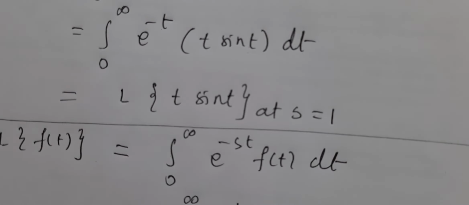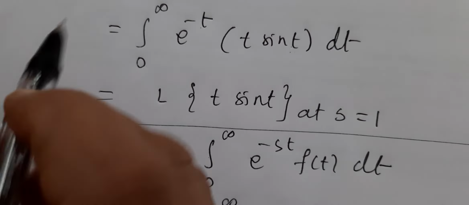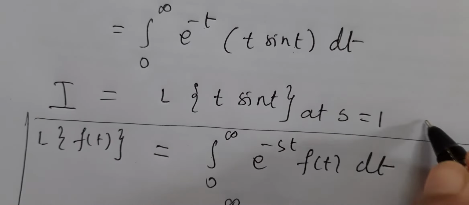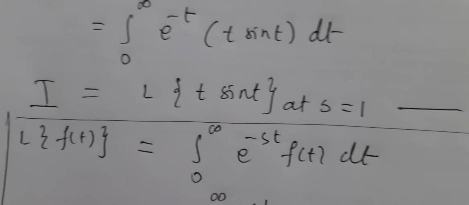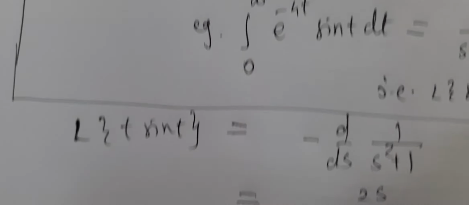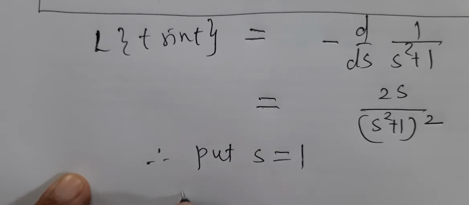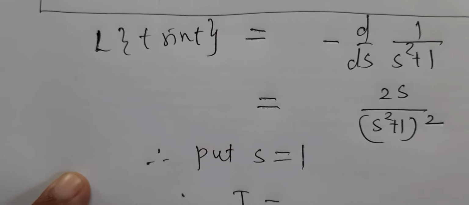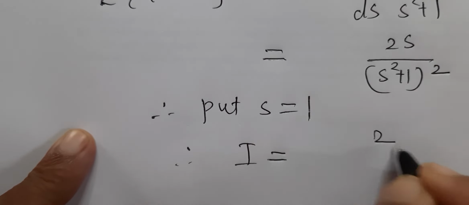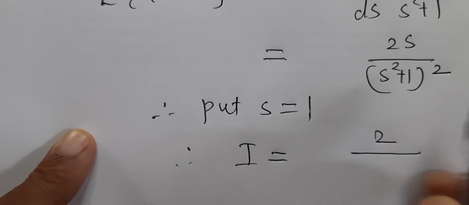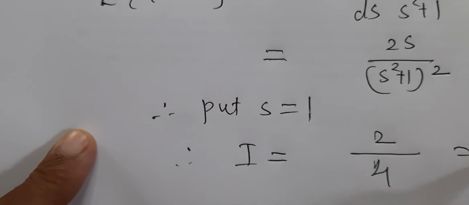Why s equal to 1? We are at this step that our integration I is nothing but Laplace of this at s equal to 1. And so after finding Laplace of t sin t, now we are just putting s equal to 1. So we are going to get I as 2 upon, this is 1 plus 1, 2, its square is 4.